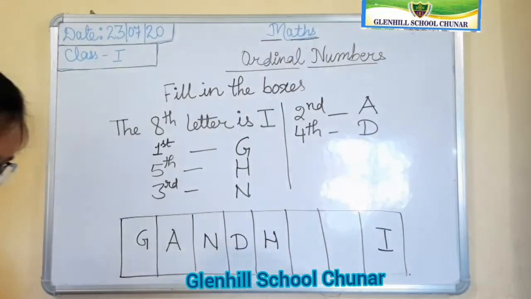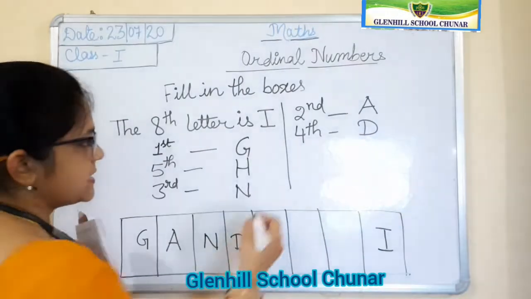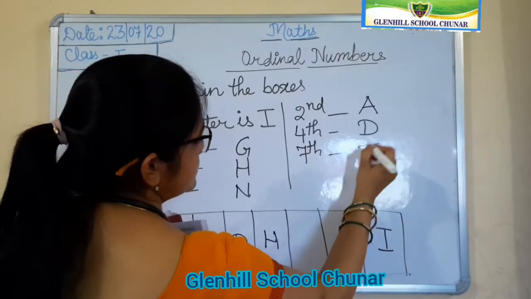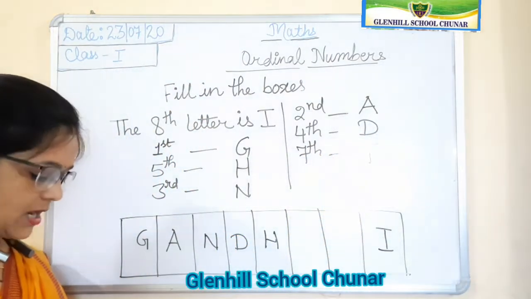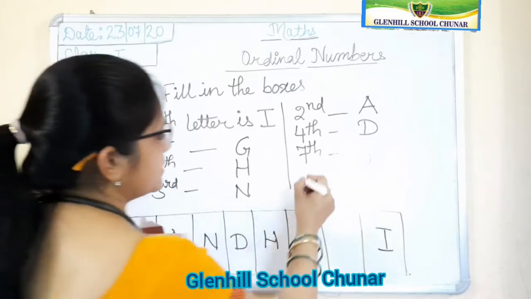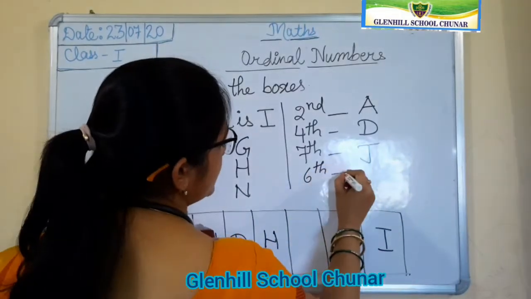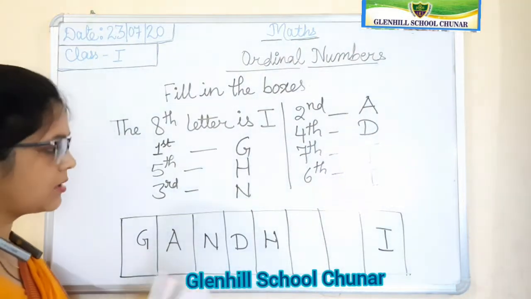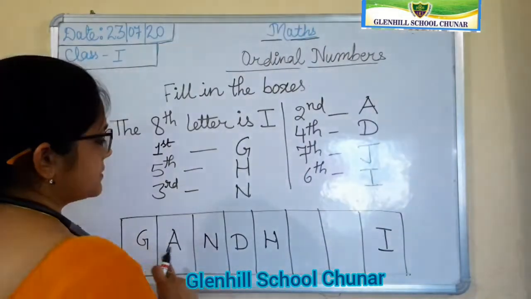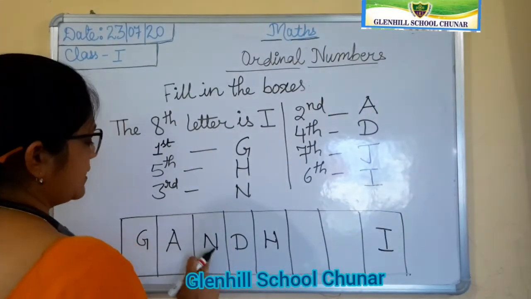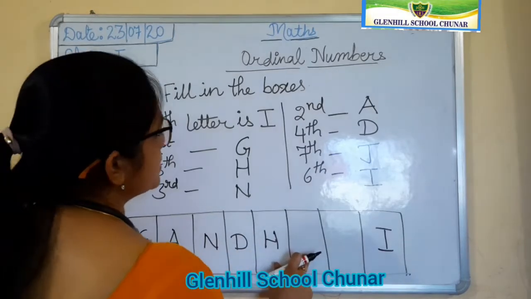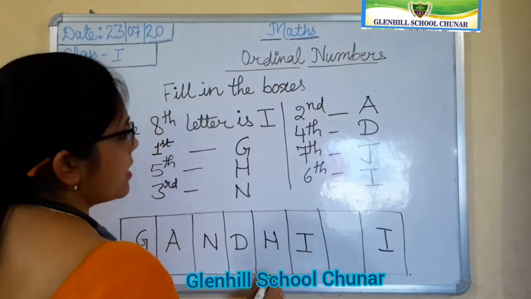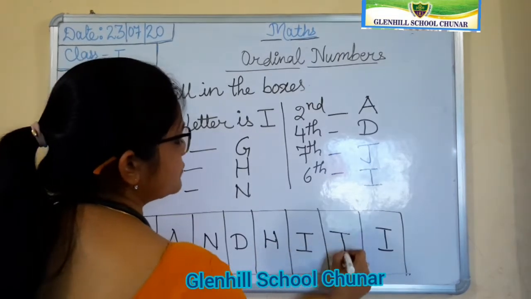Then the seventh letter is J. Seventh letter is what? It's J. The sixth letter is what? It's I. Okay? So seventh letter, first, second, third, fourth, fifth, sixth. Sixth letter is I and seventh letter is J.